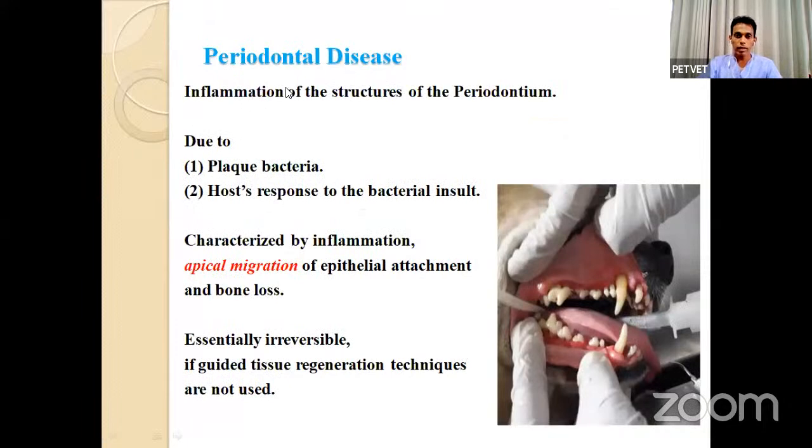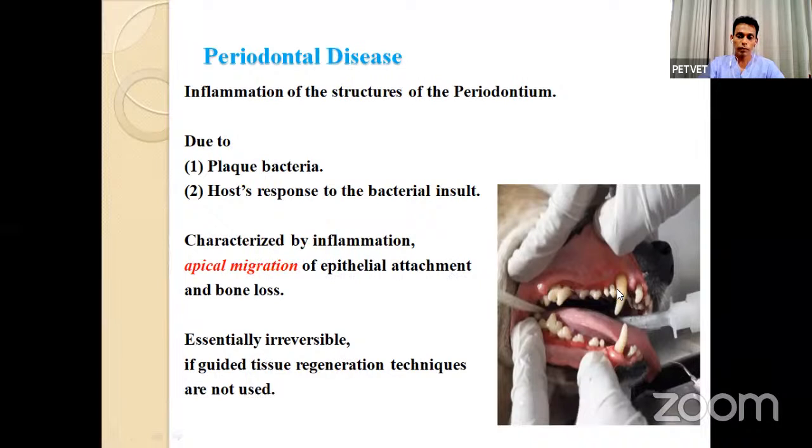So periodontal disease, the definition is inflammation of the structures of the periodontium. That's mainly due to plaque bacteria, and also when there's a lot of bacteria, the host responds to the bacterial insult with chemicals, cytokines and all those things, so that the host response as well as the plaque bacteria result in this inflammation. So it is characterized by inflammation, apical migration of epithelial attachment, and bone loss.